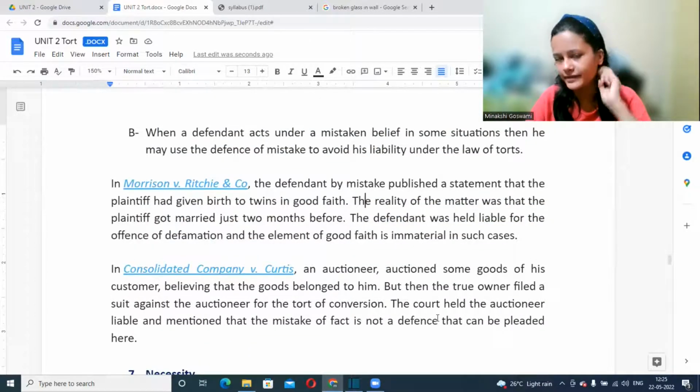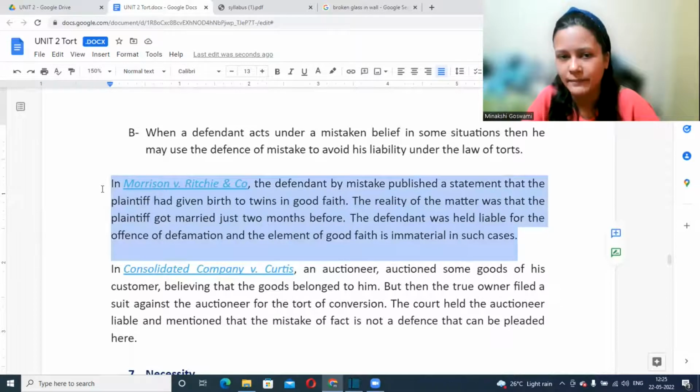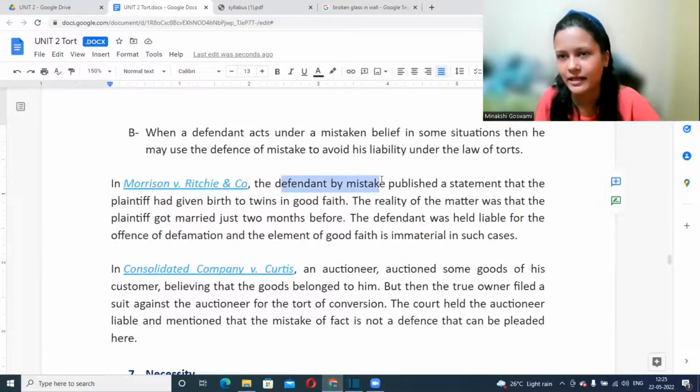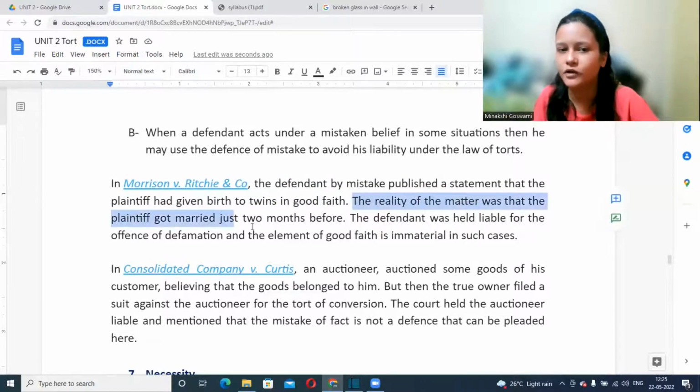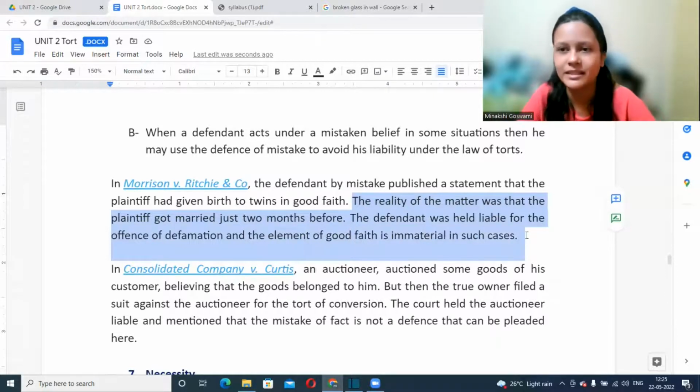So there were these two cases which we have. The first one relates to defamation. In the first one, the defendant, by mistake, published a statement that the plaintiff has given birth to twins. Again, here it is mistake of fact. He did it in good faith. He was not having any bad intention as such. He actually thought that the plaintiff had given birth to twins, and he published this statement. But the reality of the matter was that the plaintiff got married just 2 months before. The defendant was liable for the offense of defamation, and the element of good faith became immaterial in the case.